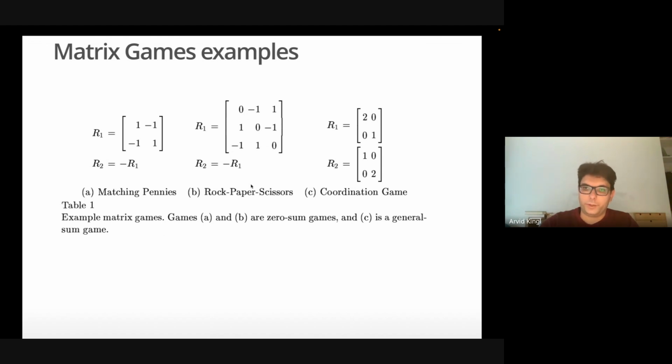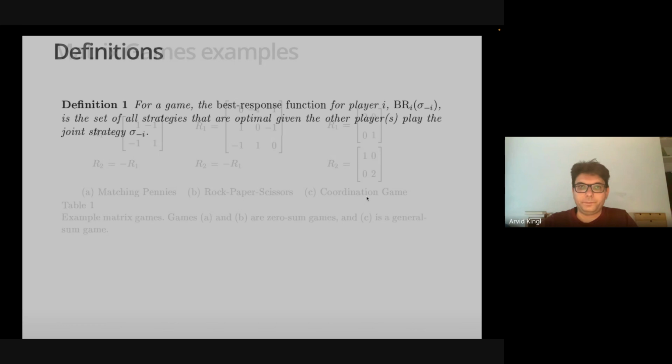The third game, a coordination game, is slightly different, where both players benefit from using the same action, but which action do they choose? Should they both choose the first action or both choose the second action? It depends on the player you ask. One player would prefer both of them using the first action, the other player would prefer both using the second action. However, the moment they disagree, none of them gets anything. So that makes it a very interesting game to analyze. It's not zero sum, it's called a general sum game.